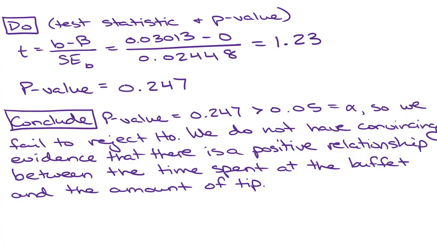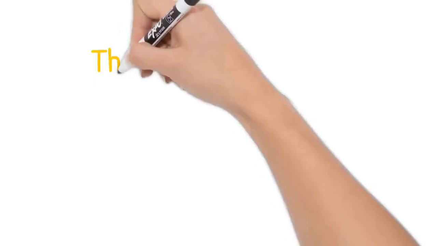The important detail to add is that we're not convinced that there's a positive relationship. That's where we're bringing in our alternative hypothesis that was a greater than. So a positive relationship would correspond to a positive slope. That's what we were testing for with our HA being beta greater than 0. But because our p-value was large, we do not have convincing evidence that that is true.